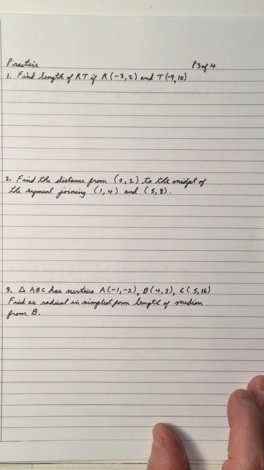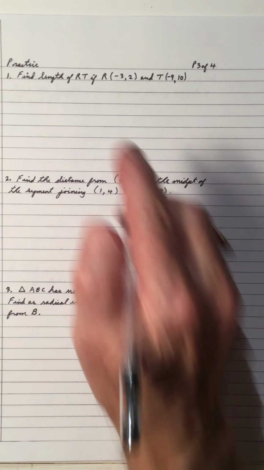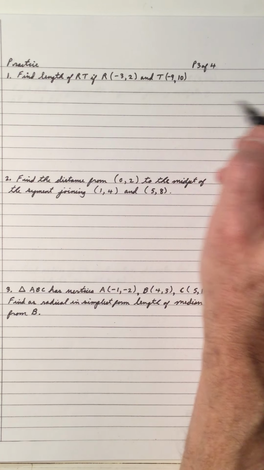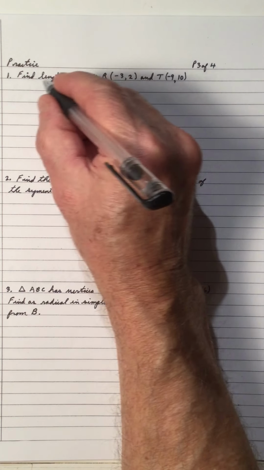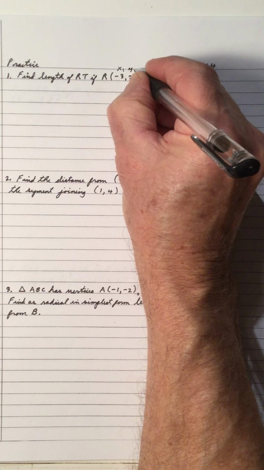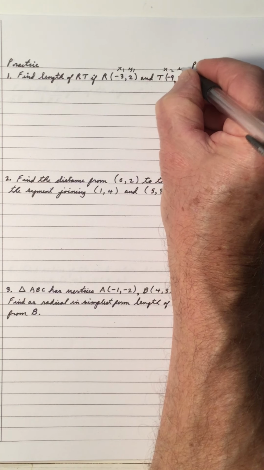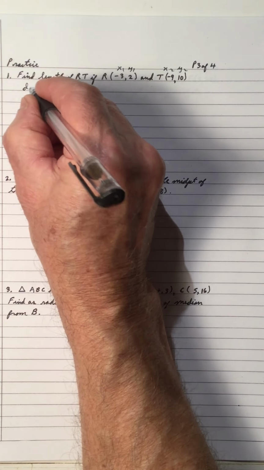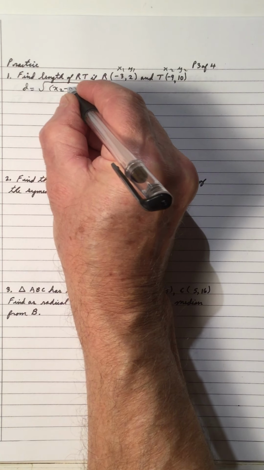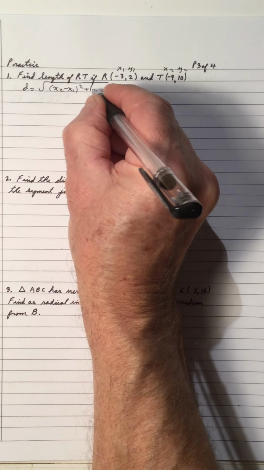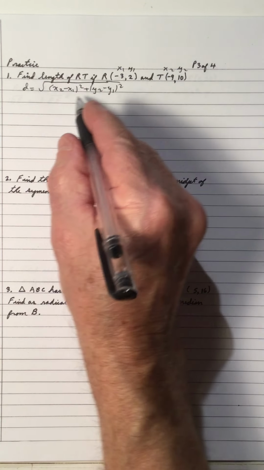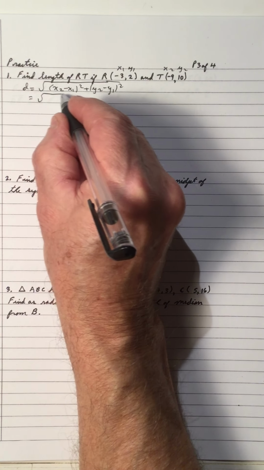And practice, in terms of my video, means pause the video and see if you can work these out. So here we go with number 1. Find the length of RT, and this is x1, y1, x2, y2. So the distance formula is the square root of x2 minus x1 squared, y2 minus y1 squared. And here we go.